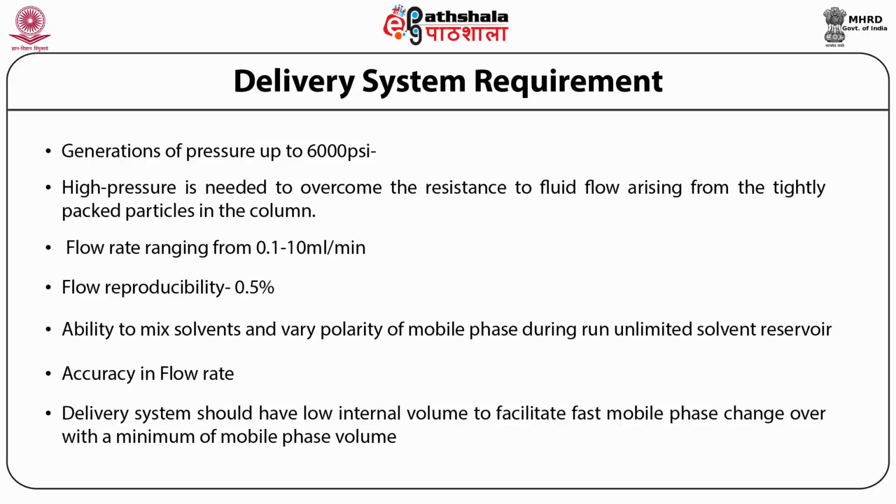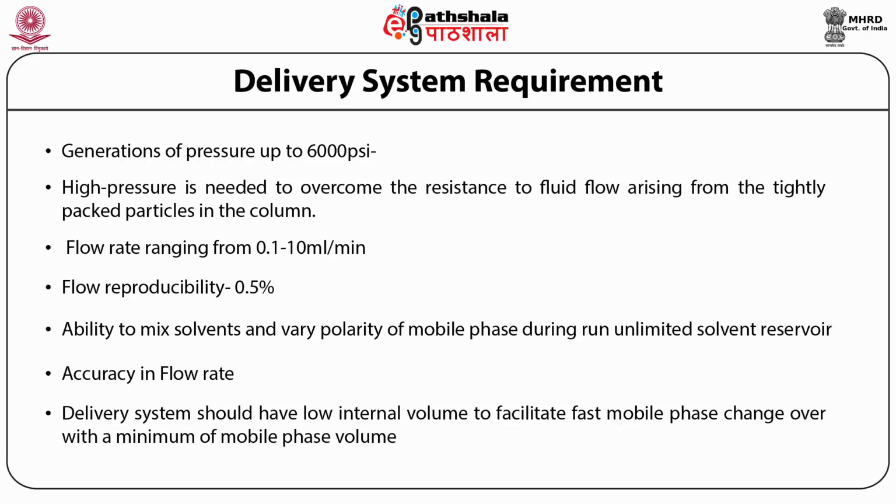Therefore, the solvent delivery system should function with high precision and accuracy. This requires the capability to maintain pressure high enough to force the solvent through a compactly packed column. Also, if a mixture of two or more solvents is to be used as mobile phase, then the solvent delivery system should be able to mix all solvents together to give appropriate polarity. It should have low internal volume to facilitate fast mobile phase changeover with a minimum of mobile phase volume.